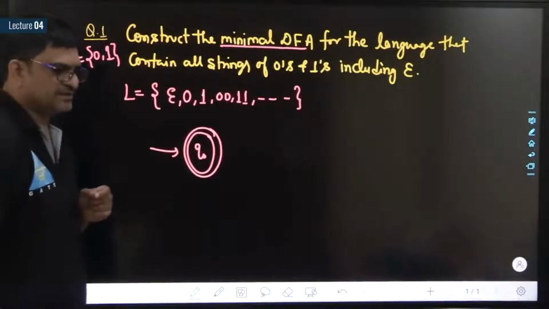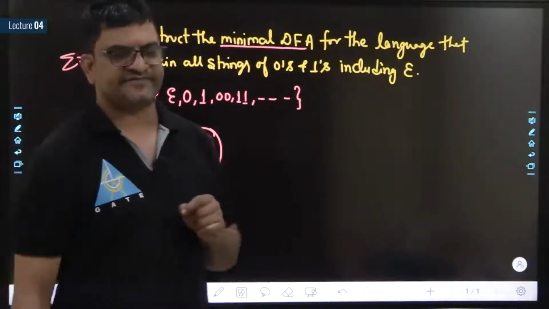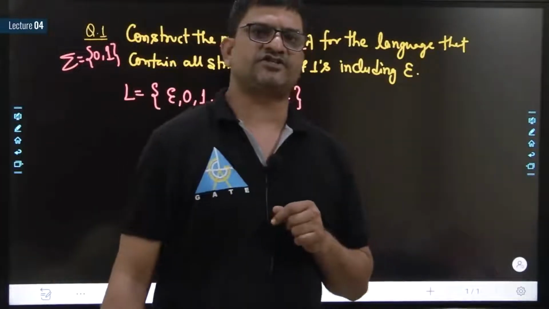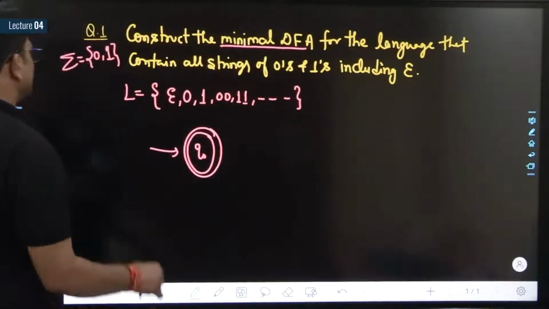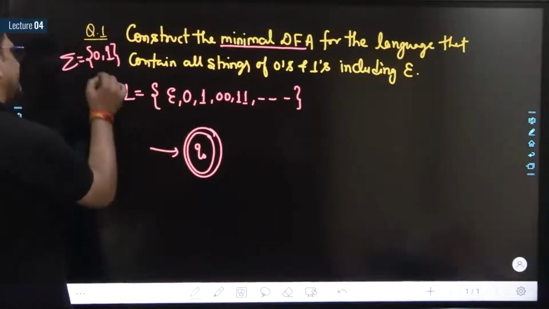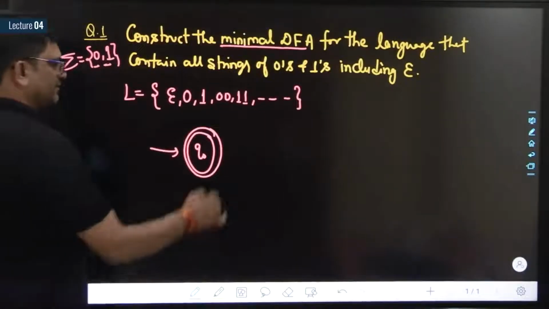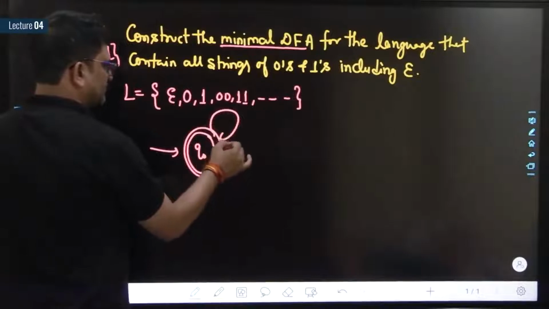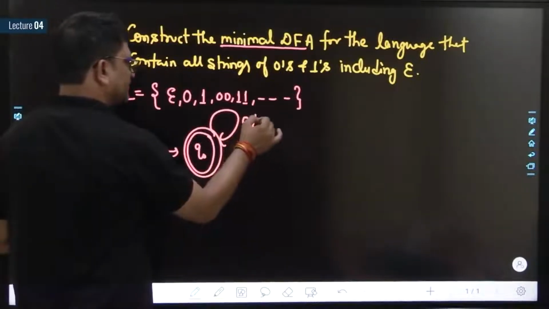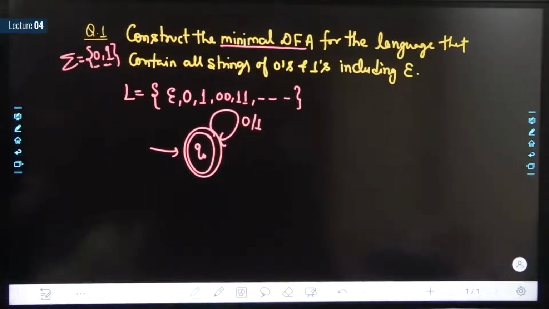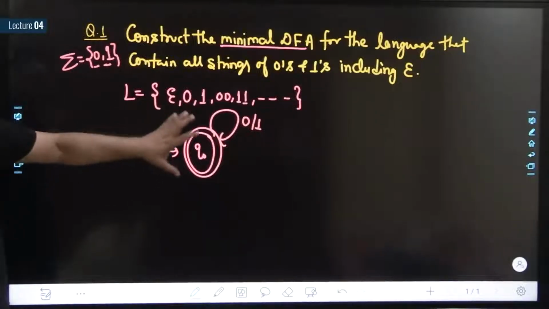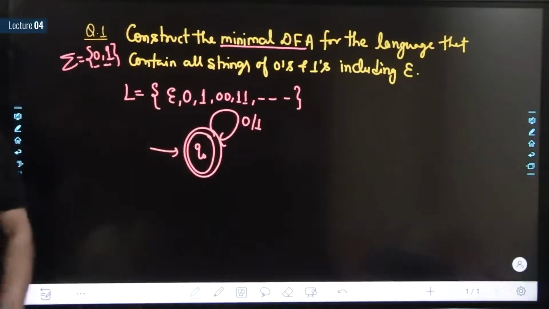What is the definition of a DFA? Each and every state has exactly one transition on every input symbol. This state has one transition for 0 and one transition for 1, so we write 0, 1, any combination of 0 and 1. This is the minimal DFA for this language.